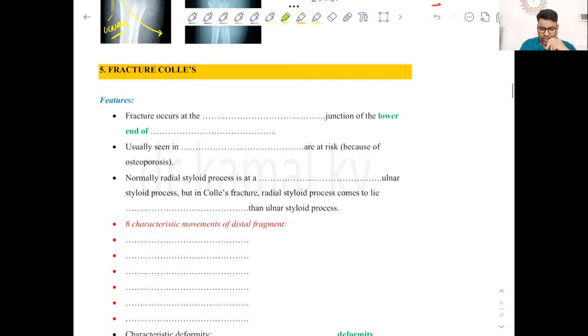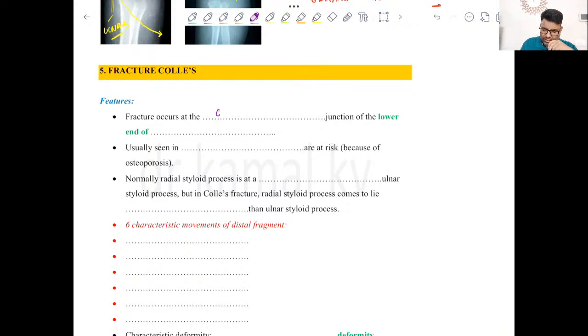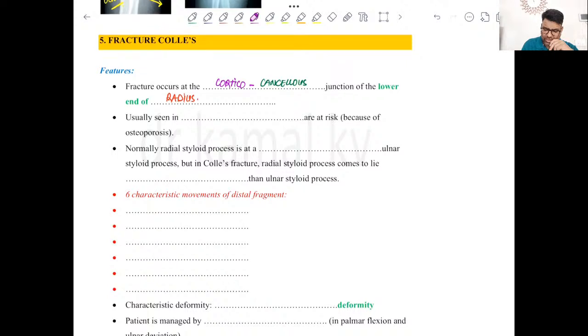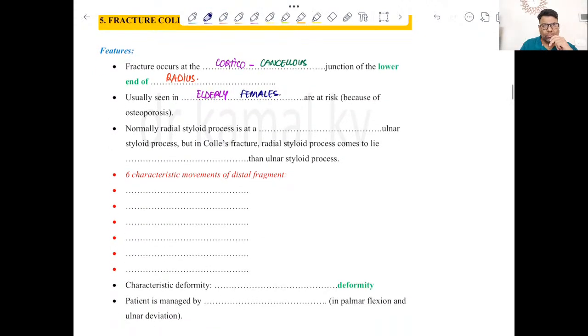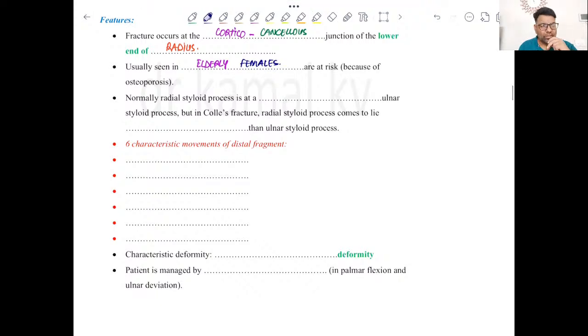This is again a very important topic, and the fracture line is at the junction of cortical bone with cancellous bone, so we call it the cortico-cancellous junction, of the lower end of, and I think most of you must be knowing that it is a fracture of the lower end of radius. And this is especially seen in elderly females, right? So especially seen in elderly females who are at risk of osteoporosis, postmenopausal, of course, because there is a low level of estrogen, so that decreases the density of the bone, right?